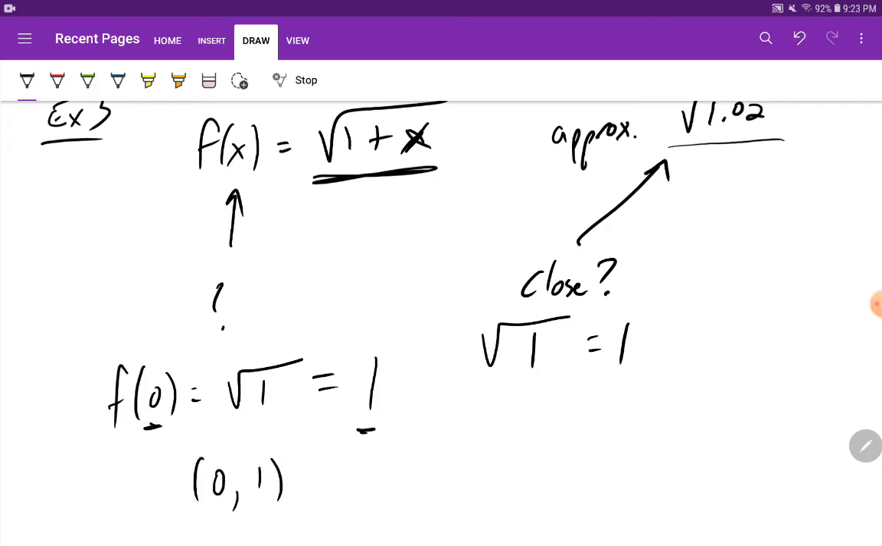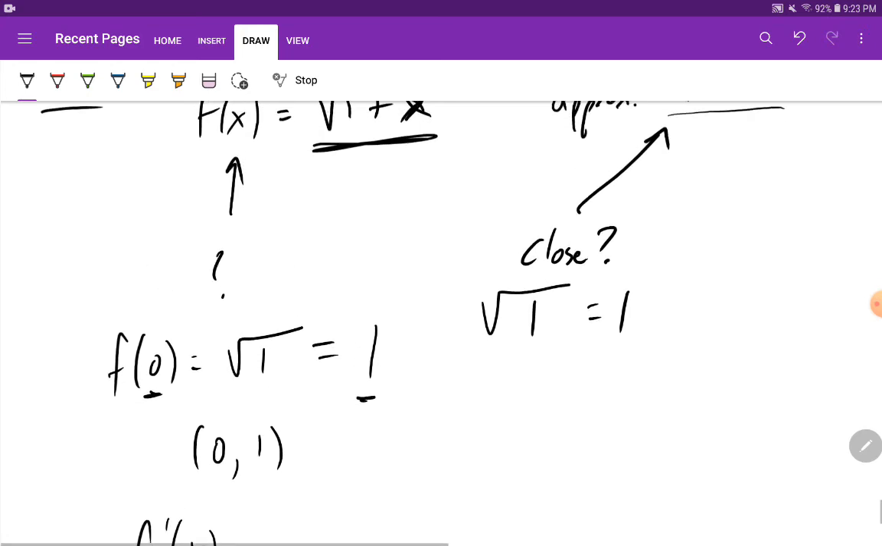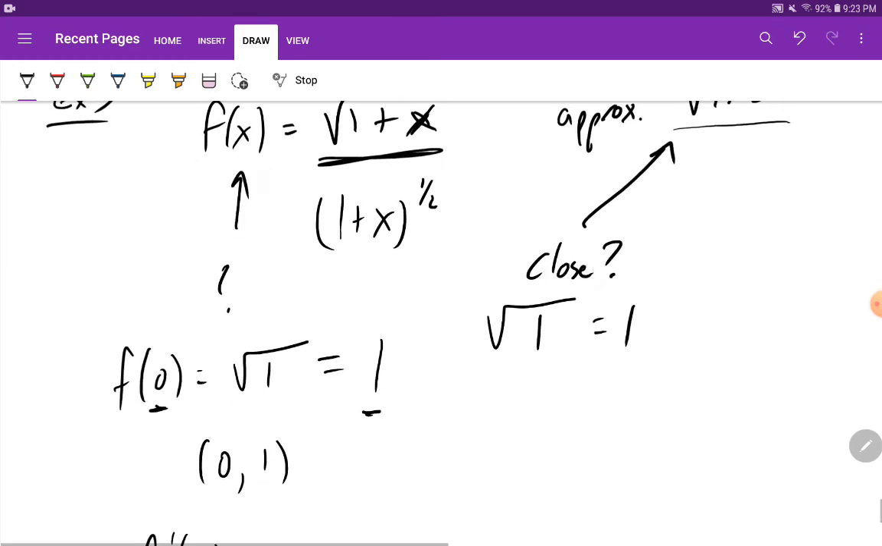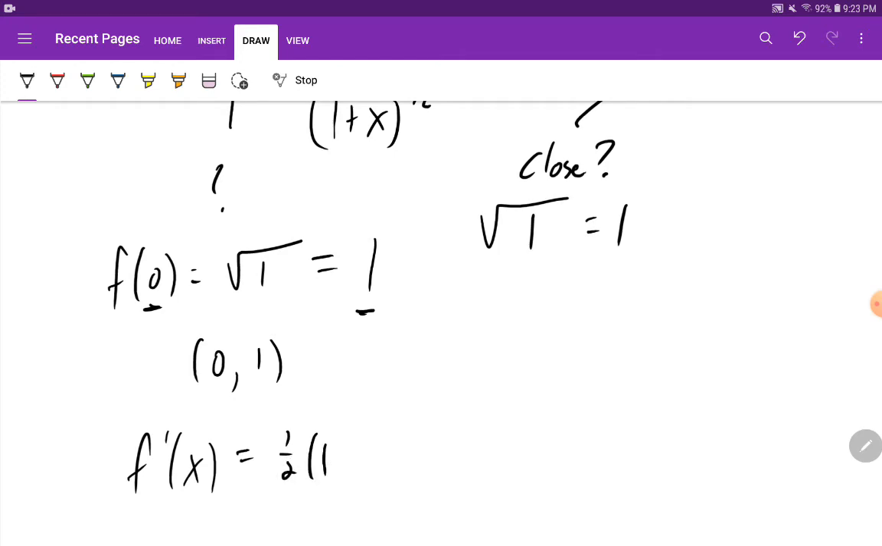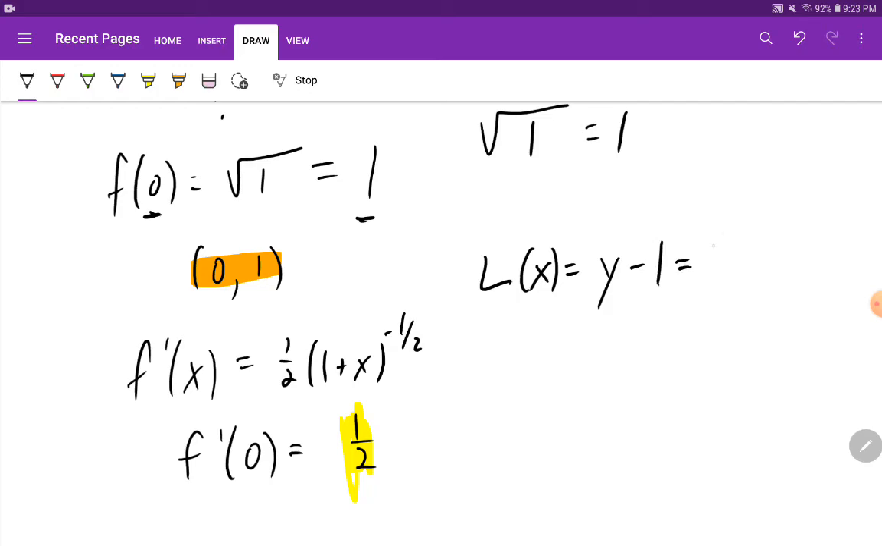It is (0, 1). We now need our derivative at 0, right? So what is our derivative here? Well, this is the same thing as (1 plus x) to the 1/2. So that's going to be 1/2 times (1 plus x) to the negative 1/2. Ew. But we're going to plug in 0, so it's going to come out nicely, I think. So I plug in 0, I get 1/2, and the rest of it just goes away. I got my point, I got my slope. Let's find the equation of this tangent line. This linearization function goes y minus 1 equals 1/2 times (x minus 0). Awesome.